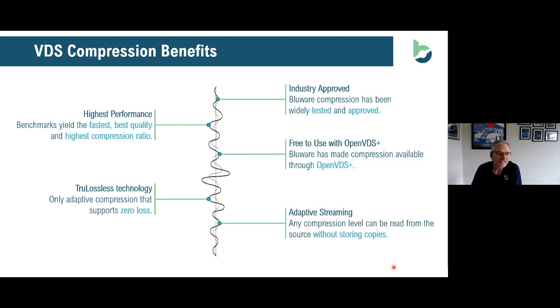We have made our compression available for a free-to-use implementation called OpenVDS Plus. I'll tell you a little bit more about that later. And our true lossless technology is unique across any adaptive compression and supports zero loss on round tripping of data. Adaptive streaming allows the clients to use any level of compression without storing multiple copies of the source.